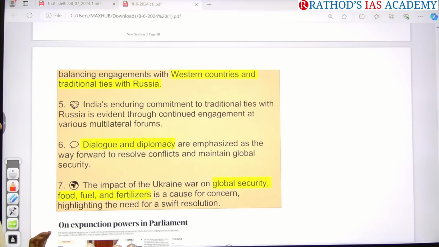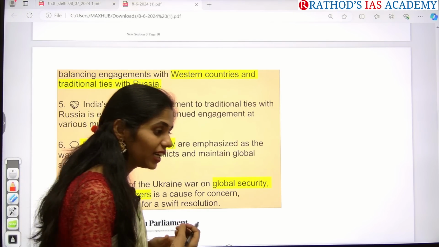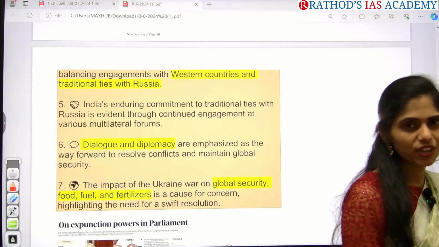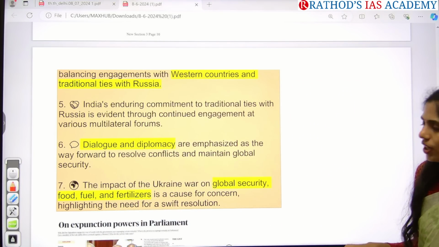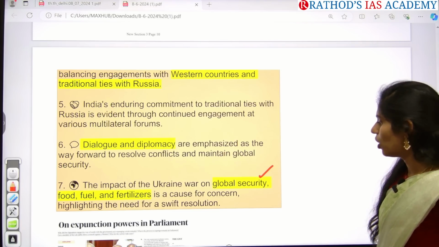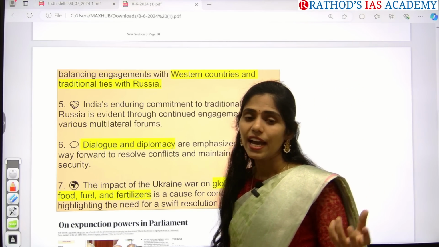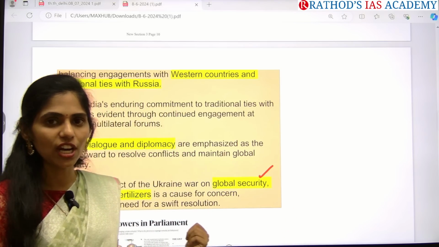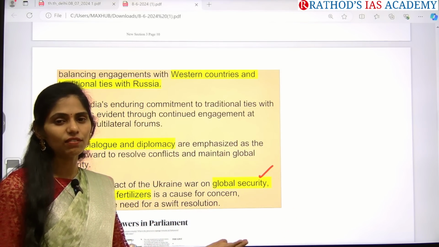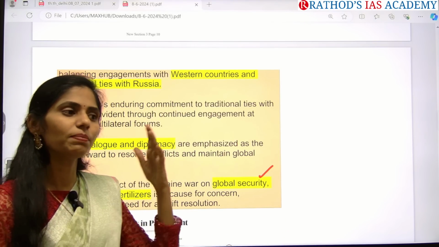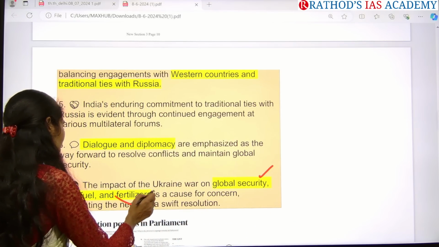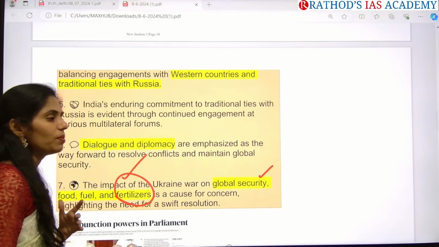And especially because of this Russia-Ukraine war, there are lots and lots of negative impacts that we can see across the globe. Each and every country is facing impacts because of this Russia-Ukraine war, so that can be called global security issues. And some countries are entirely dependent upon the food which is produced in Russia and Ukraine, especially wheat and sunflower oil. Even India is dependent on the sunflower oil of Ukraine. Okay, and apart from that, there is very good production of fertilizers here.